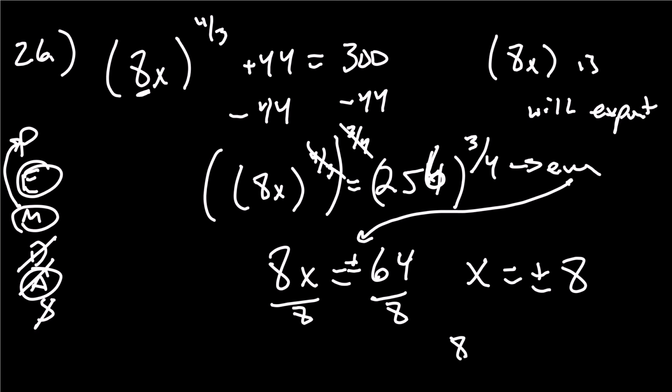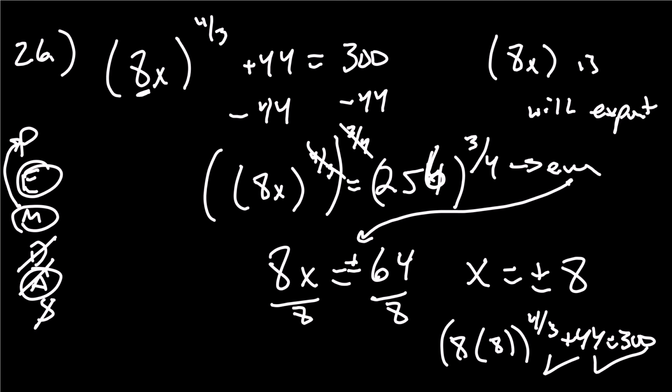Check your work. So you say 8 times 8 to the 4/3 plus 44 equals 300. It works. Check negative 8. Negative 8 might say domain error, depends on what calculator you're using, but it does work too. So when you check negative 8, it does work, even though it might say domain error in your calculator. And there's another way to plug it in. If you ask me about it, I'll show you.